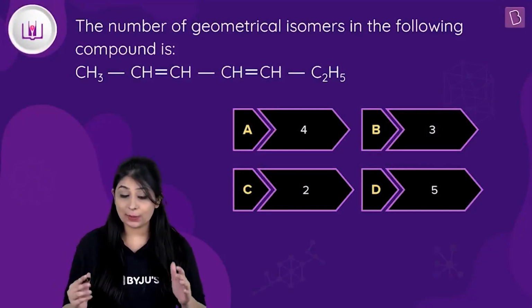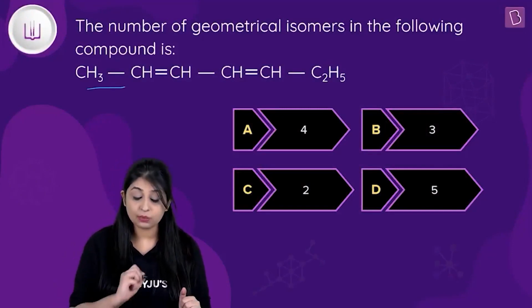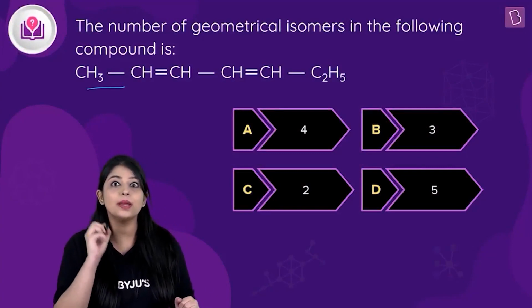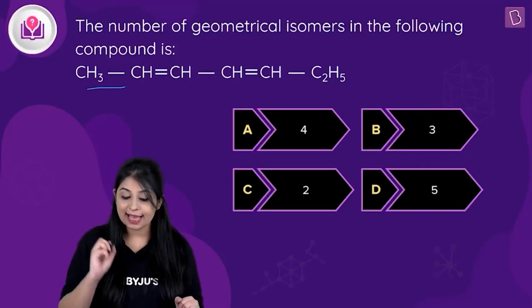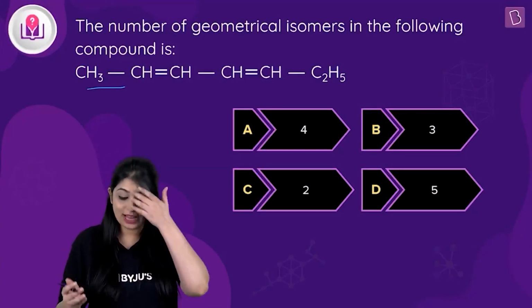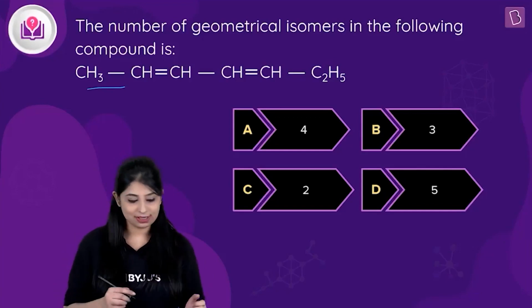Let's have a look at this question. So here in this question, we have been given a compound and we have to find how many geometrical isomers exist for this compound. And we have been given 4 options to us, right? So what are geometrical isomers, right?